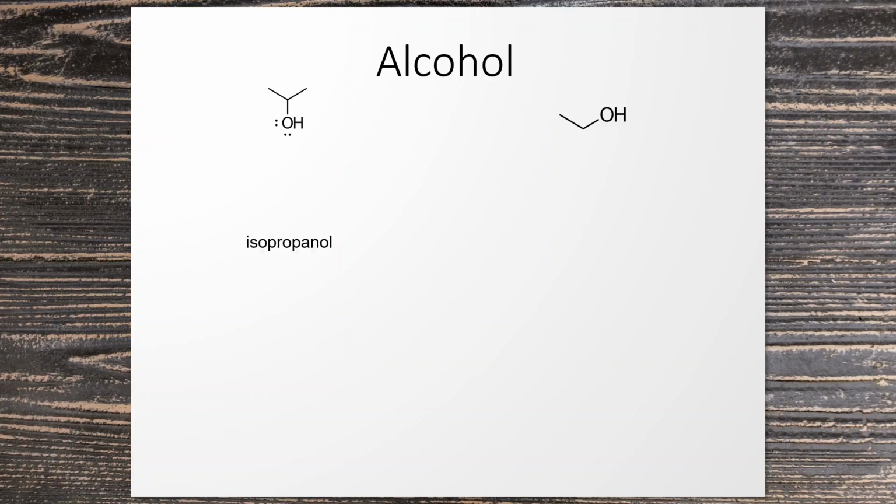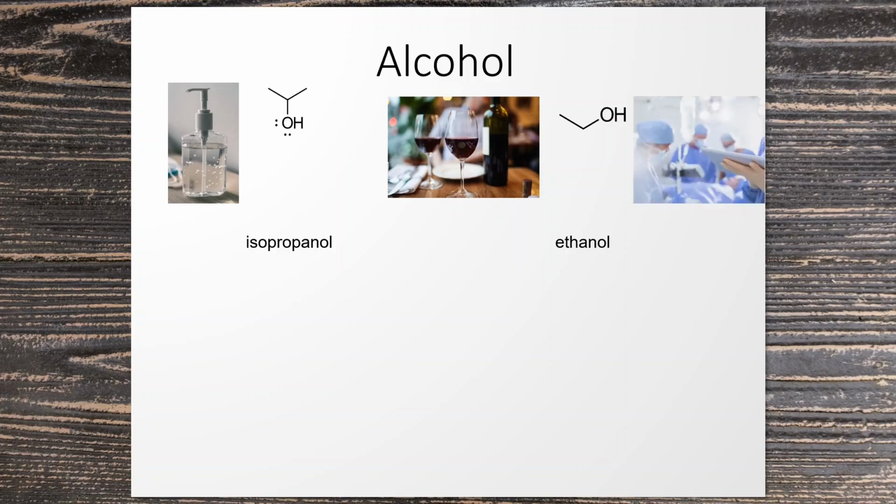Let's move on to oxygen. We will add oxygen to our carbons and hydrogens. Our first oxygen functional group is going to be alcohols. Some examples of alcohols are these. This first one on the left is isopropanol, and this is used in rubbing alcohol, hand sanitizer. The one on the right here is ethanol, which is the alcohol in beverages and gasoline additives and many medical disinfectants. In general, alcohol is a great disinfectant.